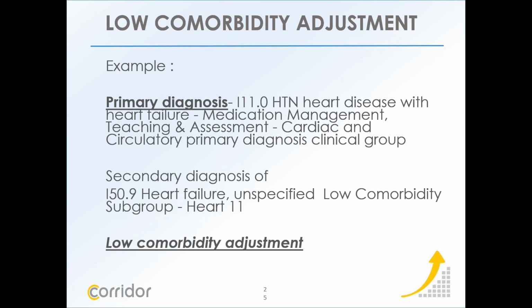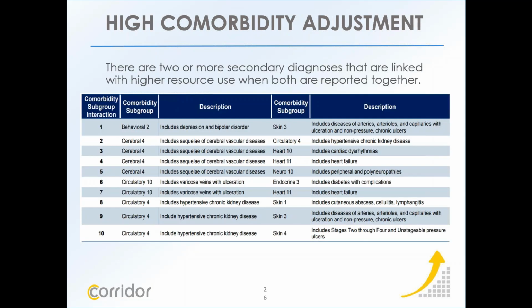Now, if there were additional diagnoses, again, it can make a difference, but just low comorbidity just off 2 codes. So again, it's not about the quantity of the codes that you have, but the quality of them is going to make the difference on this. So let's go to the next slide and have a look at high comorbidity adjustment.